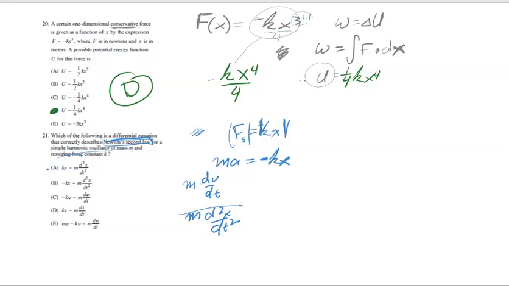Well, that's not negative kx, so that one has to go away. I think that's it, but let's double check. That says kv, even though this part's right, so nope. Okay, that says kx equals, that says that equals momentum because that is dx dt. And then not that. Okay, so yeah, it's B. The answer to 21 is B.